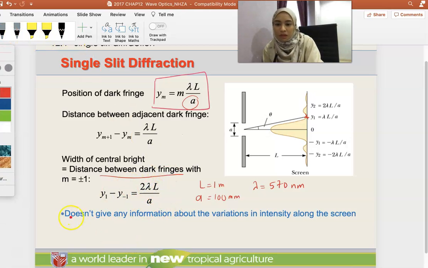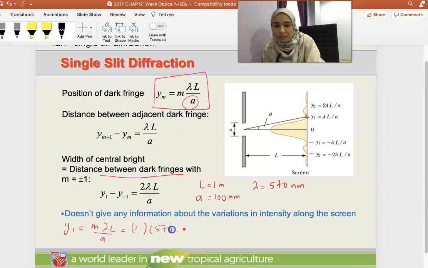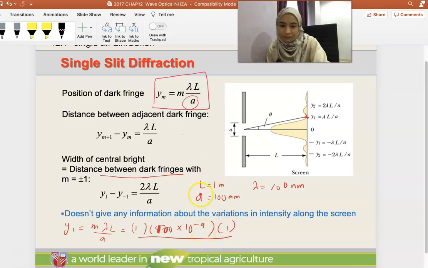So y1, what is y1? y1 is equal to m lambda L over A, and my m is 1, lambda is 570 times 10 to the power minus 9, L is just 1. Let's make this easier. Let's say this is 100. Even though this is not in the visible wavelength, just bear with me. So this is 100 times 10 to the minus 9 times 1, and our A is 100 times 10 to the minus 3. Everything is in one form only. Would that help with our situation? Yeah, I think so. Okay, let's do that.